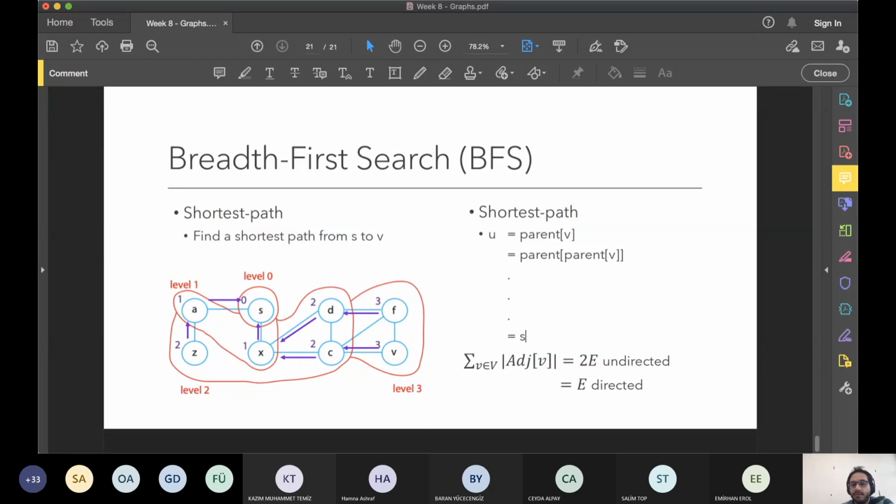Any question about this, guys? How we solve this shortest path problem with the BFS?